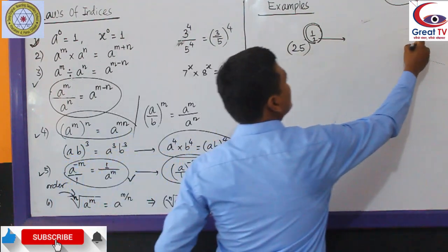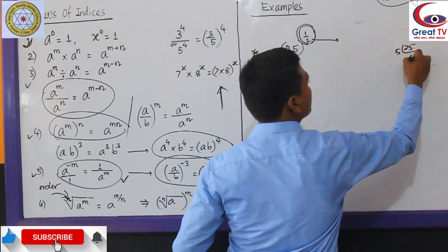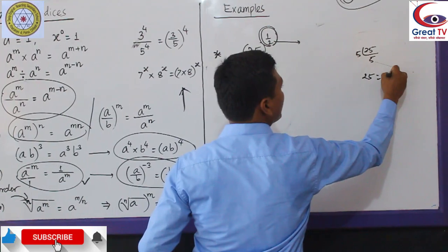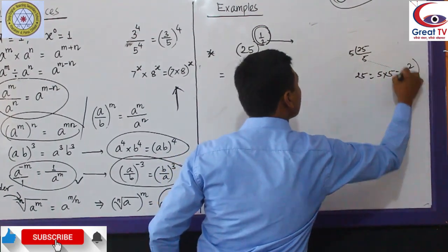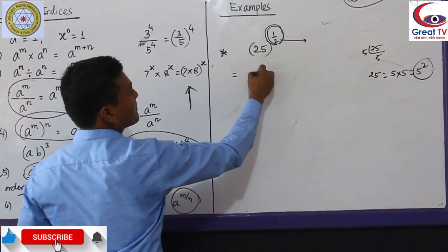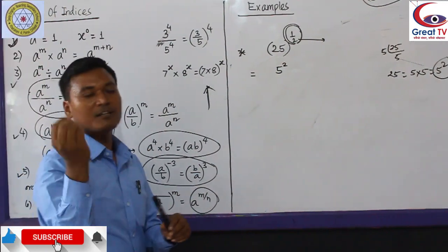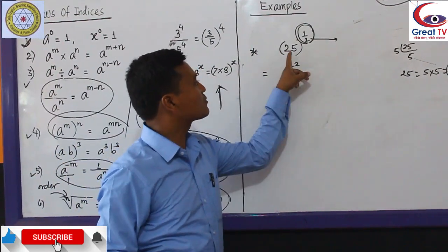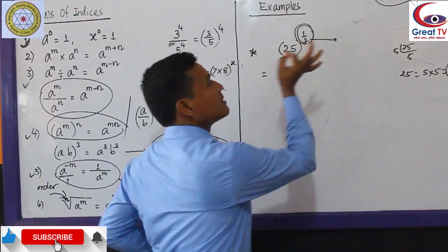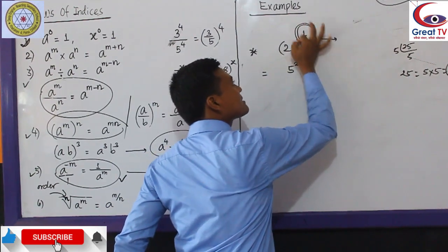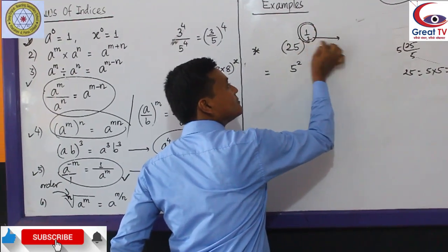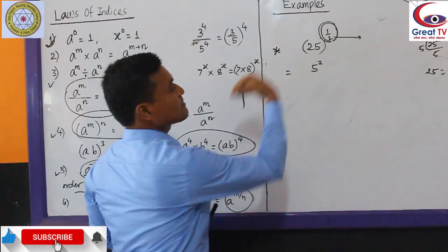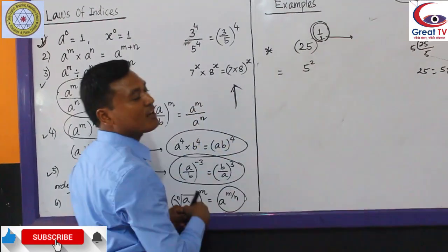So 25. Find the prime factors of 25. 5 5s. It means 25 is equal to 5 times 5. It is actually 5 square. So 25 can be written as 5 square. Remember, my dear students, why are we expressing 25 in square form? Because our idea is to always try to cancel the denominator of power. Here it is 2. So we are expressing the base in square form.